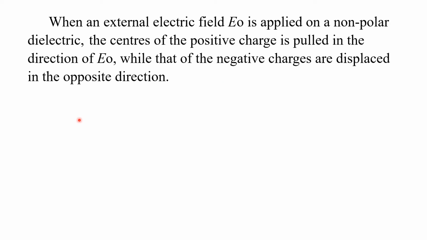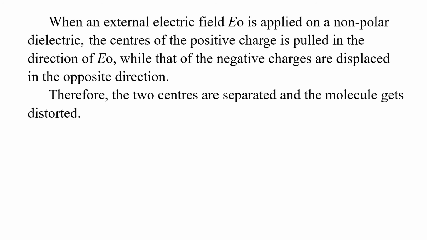If I draw a diagram here, I will show an example. This is a diagrammatic representation. The molecule gets displaced like this, so it contains negative charge here and positive charge here. Before that, the center of positive charge and negative charge exactly coincide. This is the original position when E0 is zero, meaning absent, and this is after application of E0, it gets displaced.